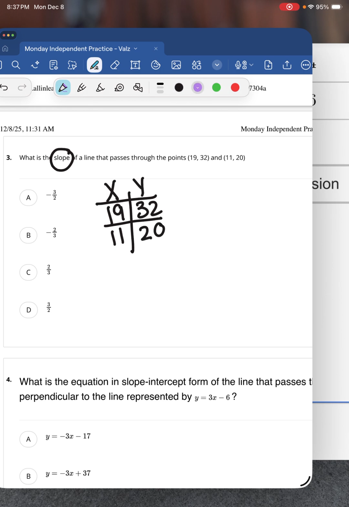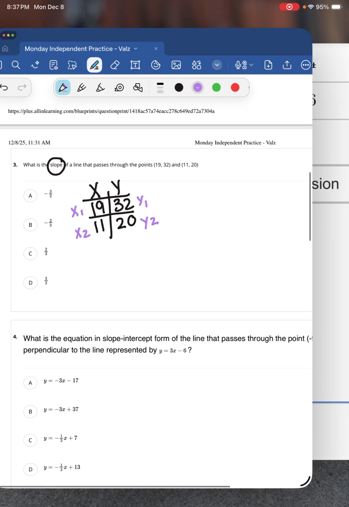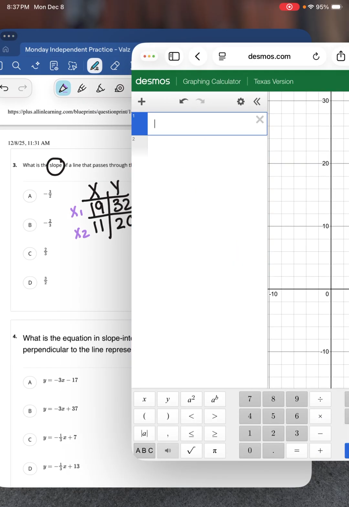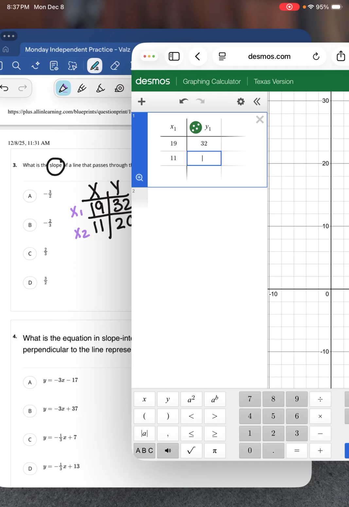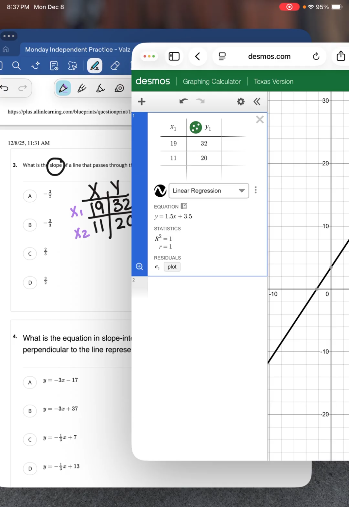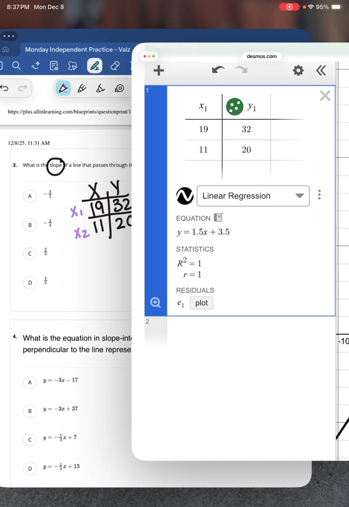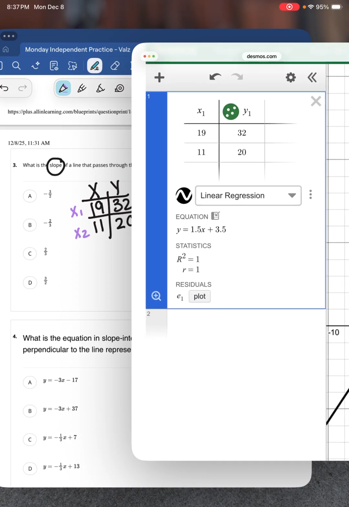And again, I can just write x1, x2, y1, y2 in case I need to change it over here. I can see that they're in fraction form, so I'll probably need to. Okay, so we're gonna make our table because I'm finding slope. And there we go. I have my equation, y equals 1.5x plus 3.5.